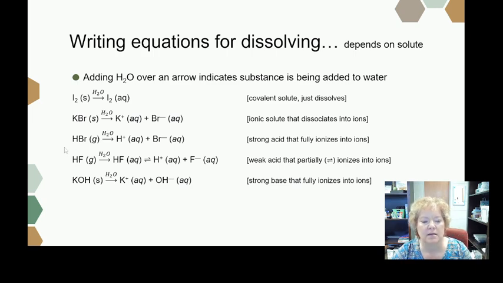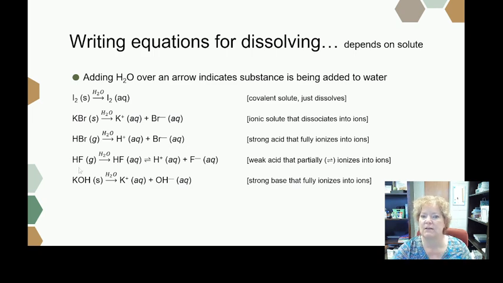If I have an acid, HBr is a strong acid. Remember, HBr, HCl, HI, HNO3, H2SO4, HClO4. So HBr is one of the strong ones. Its native state is gas. If I put it in water, it's going to dissociate 100% into H+ and Br- ions. Again, they would be aqueous.